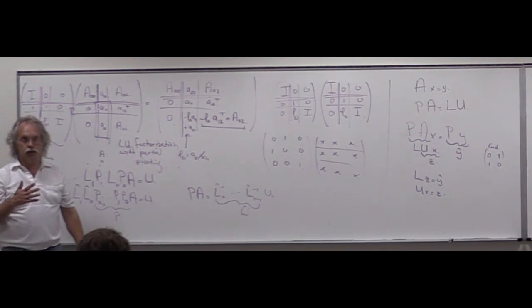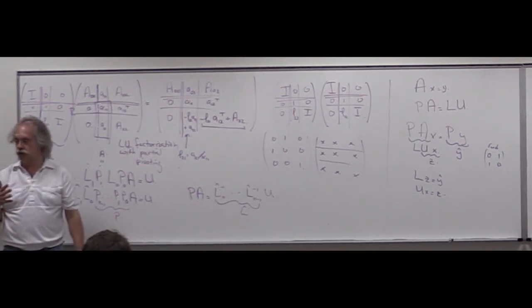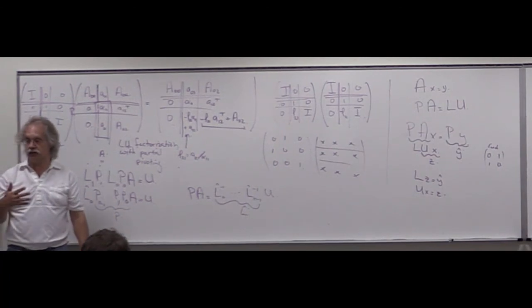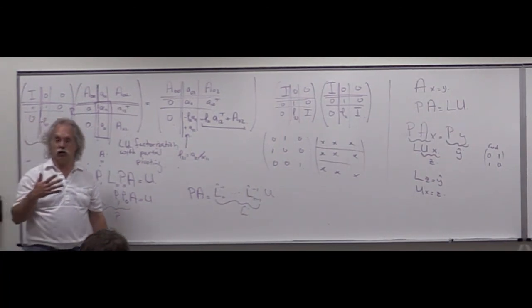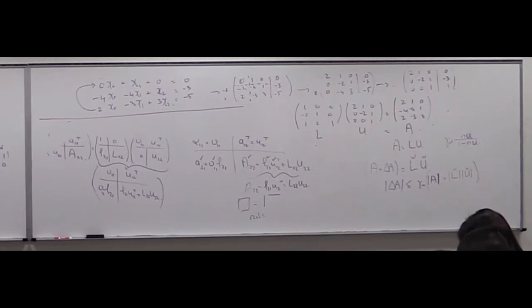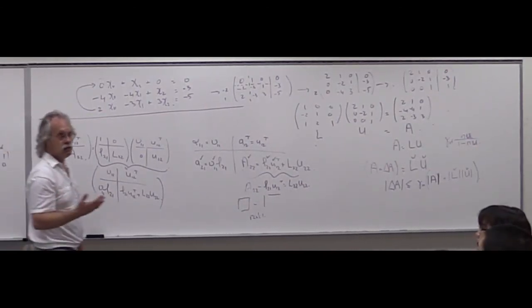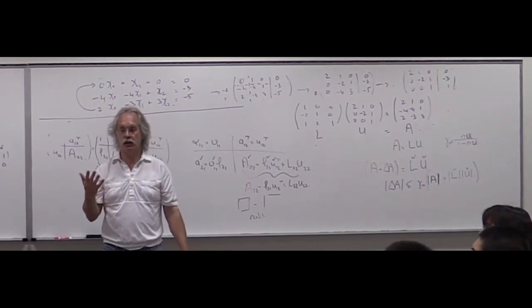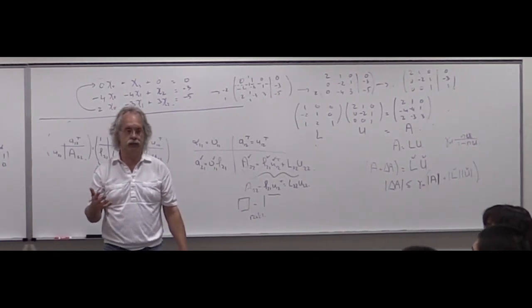Okay, and that's LU factorization with partial pivoting, and that's how it's done in practice. And if you talk to most people about LU factorization with partial pivoting, and you ask them, is it numerically stable? They will say, yes, it's numerically stable. And unfortunately, strictly speaking, they're wrong.